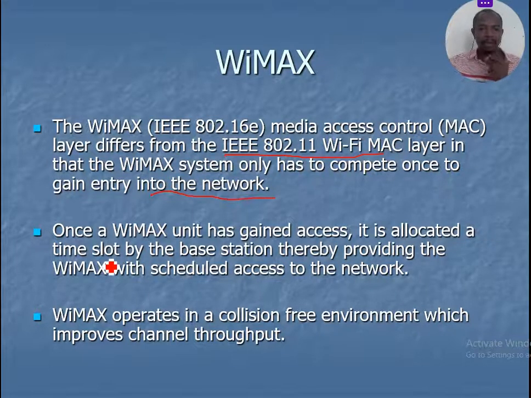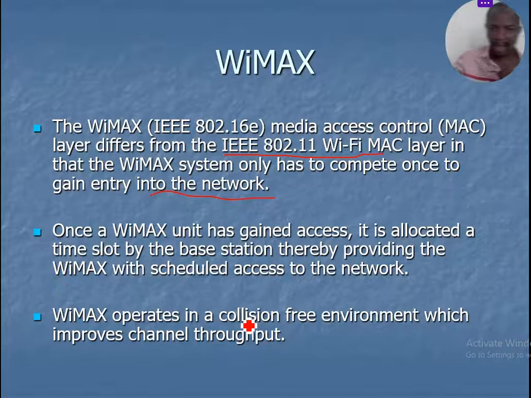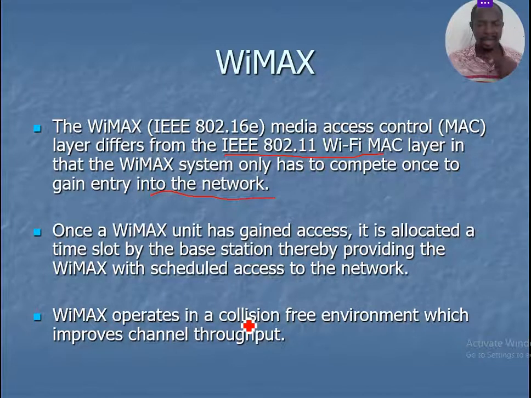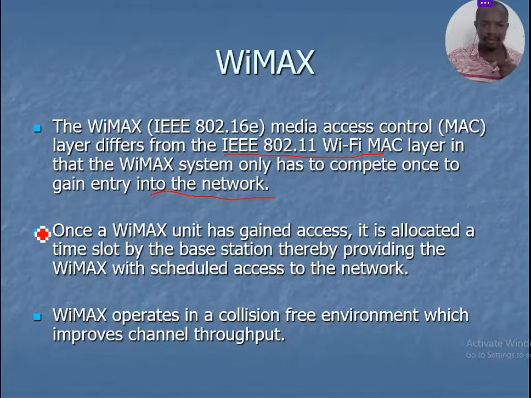Okay, now we say once a WiMax unit has gained access, it is allocated a time slot by the base station, thereby providing the WiMax with a scheduled access to the network. That's why it only has to struggle once to gain access. It's already a scheduled access to the network. It has been allocated a time slot already. It doesn't have to be looking for access to the network anymore. This is one big advantage it has over the IEEE 802.11 Wi-Fi MAC layer.